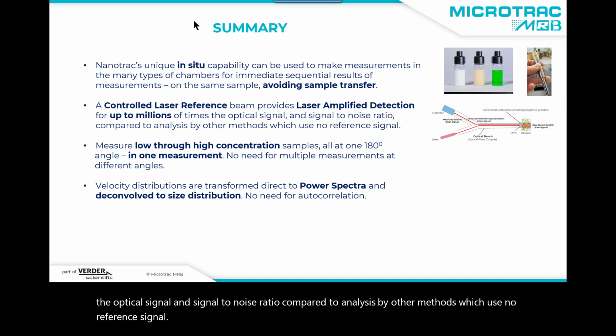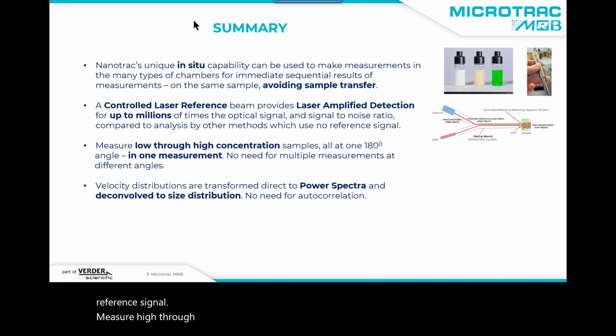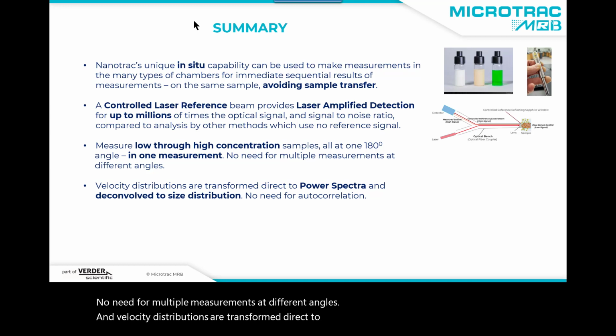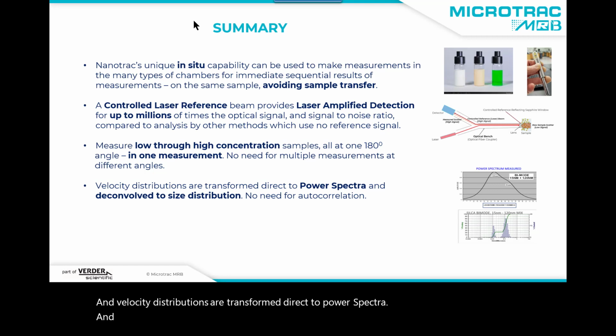Measure high through low concentration samples, all at 180-degree angle in one measurement. No need for multiple measurements at different angles. And velocity distributions are transformed direct to power spectra and deconvolved to size distribution. No need for autocorrelation.